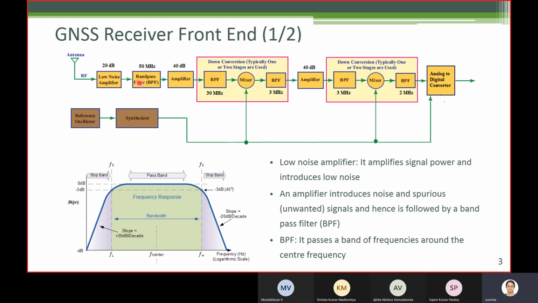So any amplifier is always followed by a filter. You see this one, it has a filter. This amplifier has a filter. This has a filter. So always an amplifier is followed by a filter so that this byproduct can be removed.